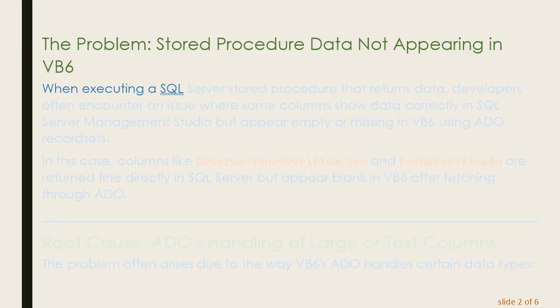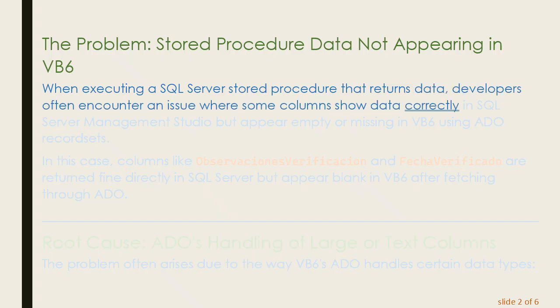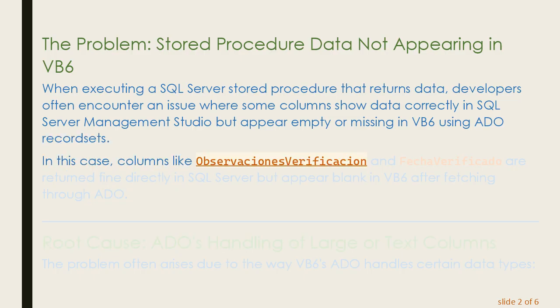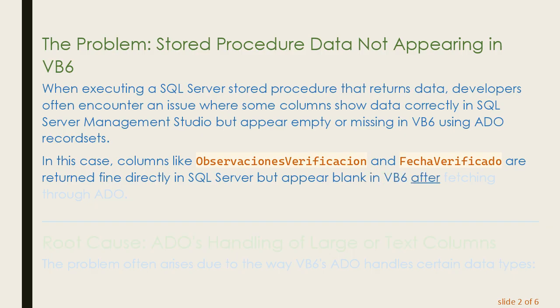When executing a SQL Server stored procedure that returns data, developers often encounter an issue where some columns show data correctly in SQL Server Management Studio but appear empty or missing in VB6 using ADO recordsets. In this case, columns like observaciones verificación and fecha verificado are returned fine directly in SQL Server but appear blank in VB6 after fetching through ADO.